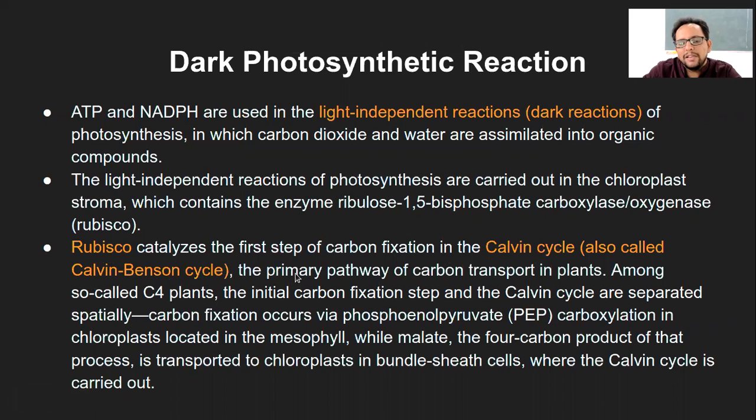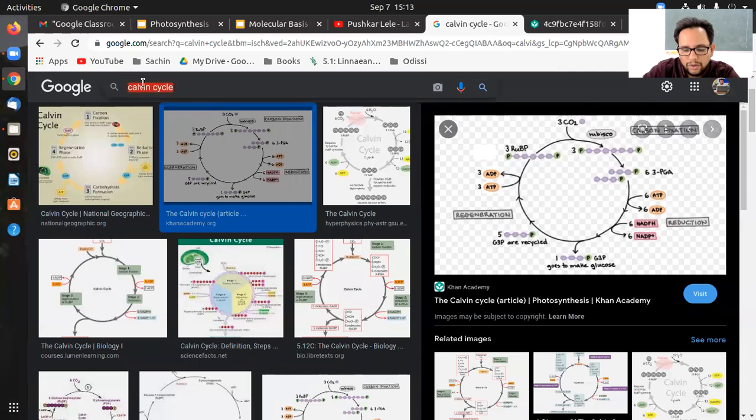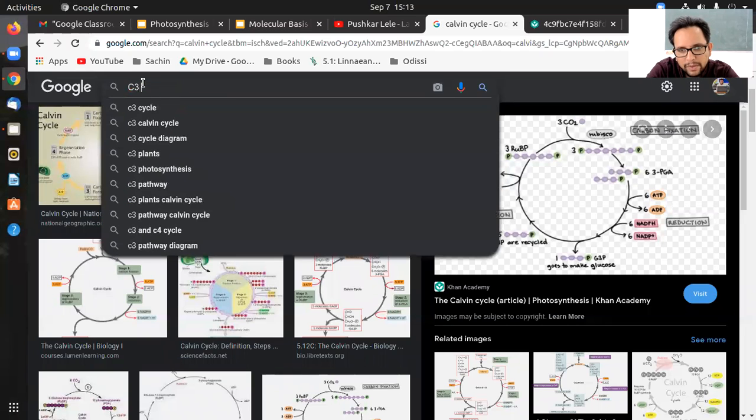And this Calvin cycle is the primary pathway of carbon transport in plants. Carbon transport, it says, because glucose is transported across different parts of the plants. So ultimately, carbon along with that glucose is also transported. Among so-called C4 plants, now this is something that you need to remember because there are different types of plants. C3 plant, C4 plant. Now what is this C3 and C4 plant? That also I will show it to you. C3 and C4 cycles.